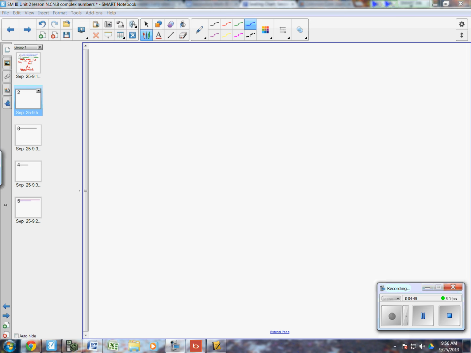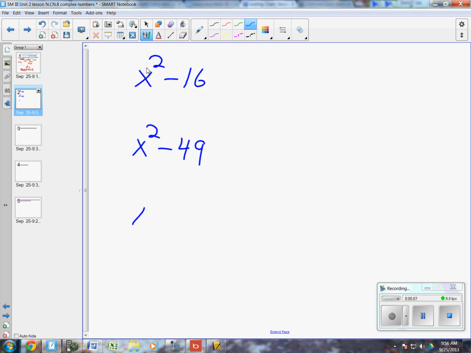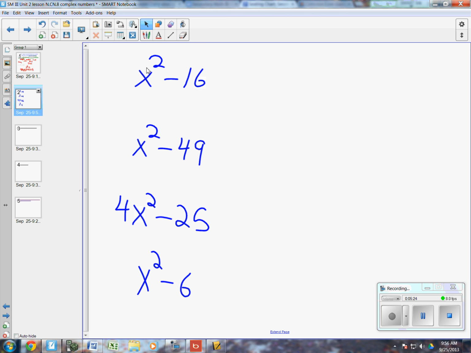Okay, I want you guys in your groups to factor these 4 problems right here. Just factor them. Okay, in your groups, do those 4 problems for the x squared minus 6.